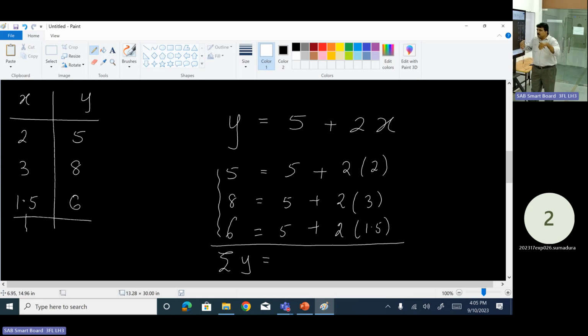Now suppose you have beta naught here. If there are 3 points, then it will be 3 beta naught. Now we are going for the generalized model. Suppose now you have n values, then what you get? n beta naught.